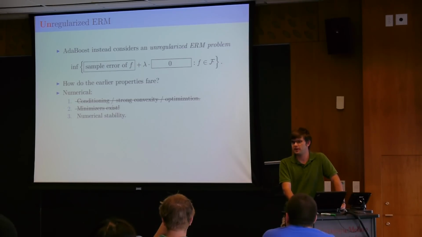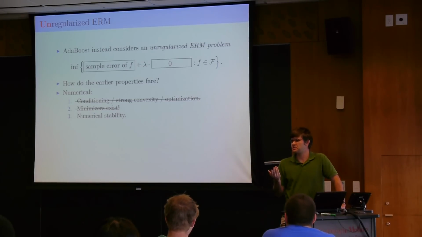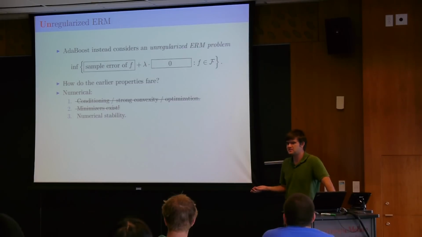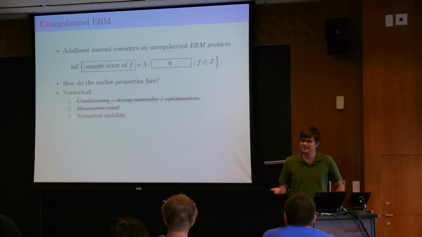Here's the case with no minimizer. One example, one weak learner. So with AdaBoost, you're just minimizing e to the x. Where's the minimum of e to the x? On the other hand, e to the x is easy to minimize. So this shouldn't actually be a problem.